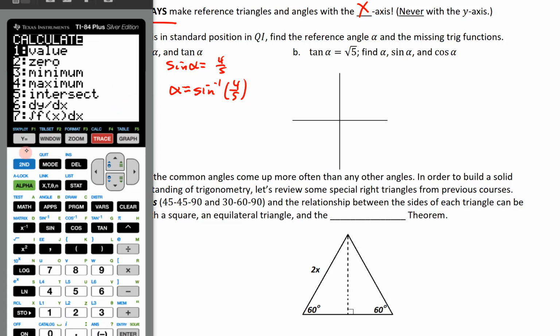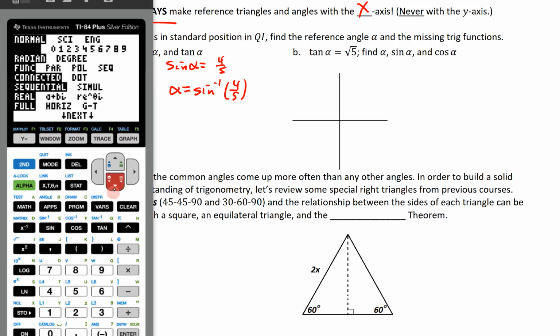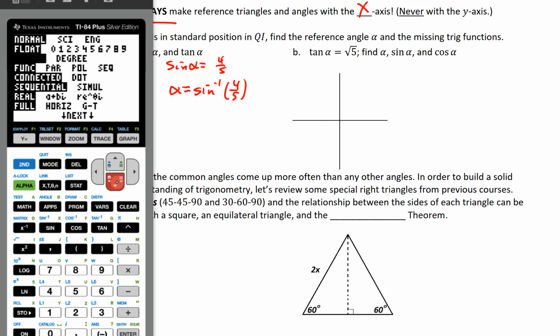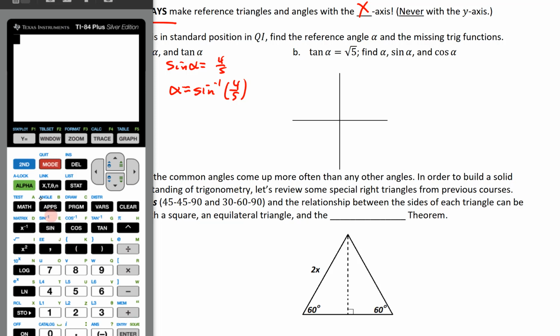So grab your calculator, hit the mode button. Come down here, put it in degree mode, and then we're going to hit second quit, and then we're going to hit sine inverse of 4 divided by 5. Hit enter, and I got 53.13. Is that what you got? Yes, sir. Okay.